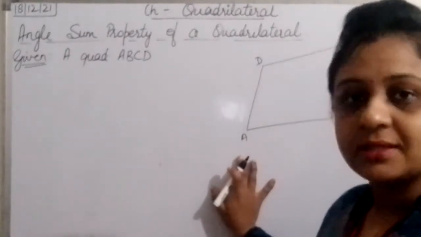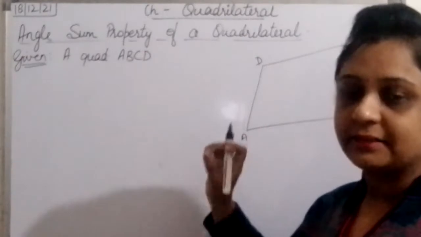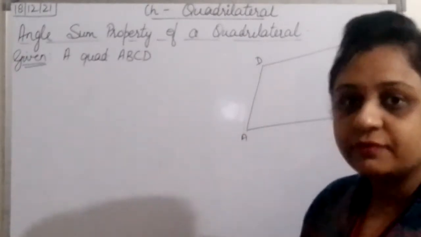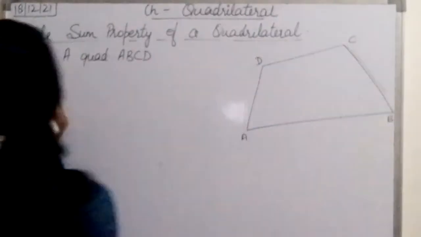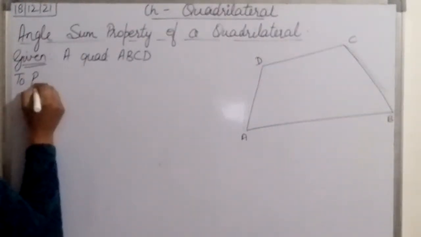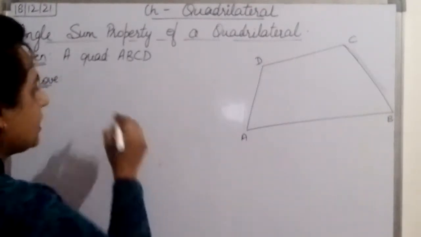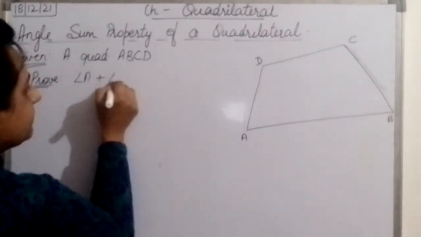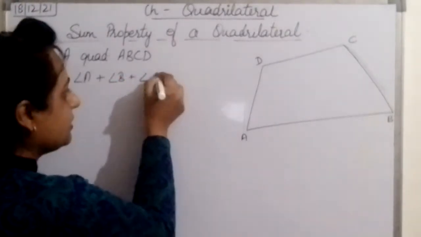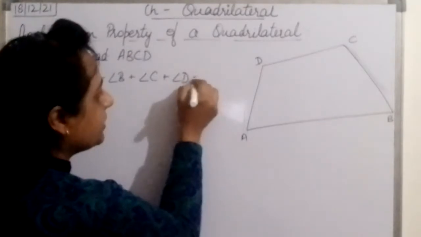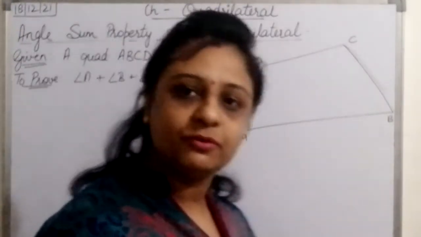After that, what is the next step? The next step is that we have to write the to-prove part. That means what we actually have to prove in the theorem. So we will write to prove: angle A plus angle B plus angle C plus angle D is equal to 360 degrees. This we have to prove.